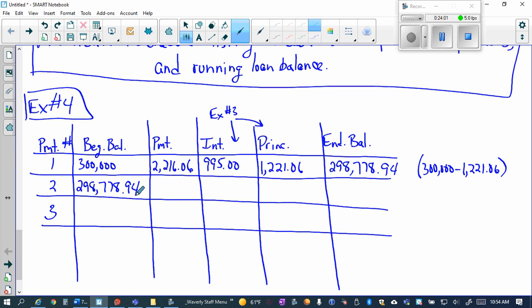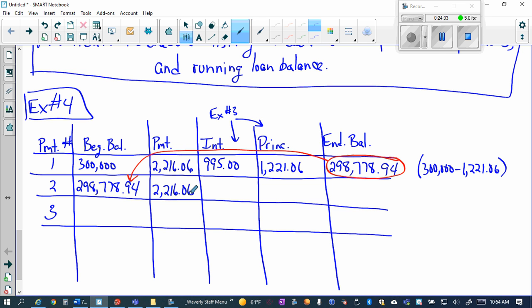$298,778.94. Weird stuff, right? So to make this table, the ending balance just gets brought over to be the beginning balance for the next one. Okay. All right, so our payment, that never changes, right? That's still $2216.06.